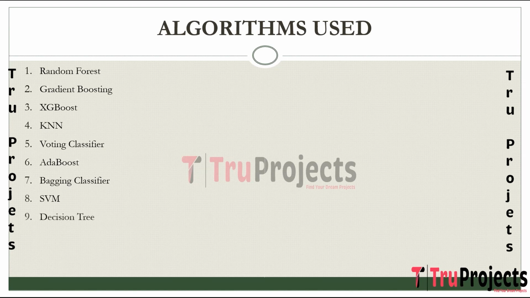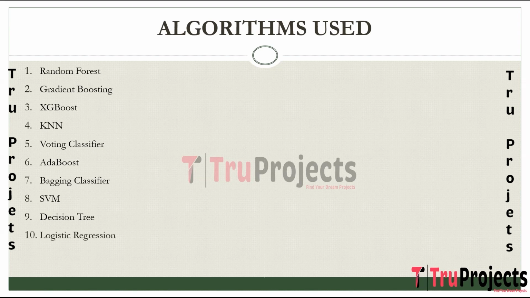The next algorithm is decision tree. Decision tree is a tree-like structure where internal nodes represent features, branches represent decisions, and leaf nodes represent class labels. It is used in the project for its simplicity, interpretability, and ability to handle both numerical and categorical data.